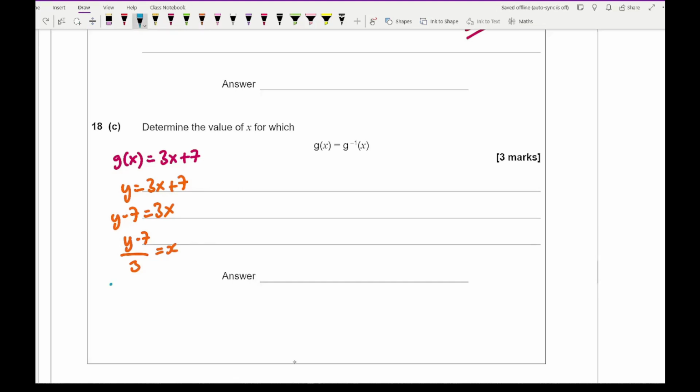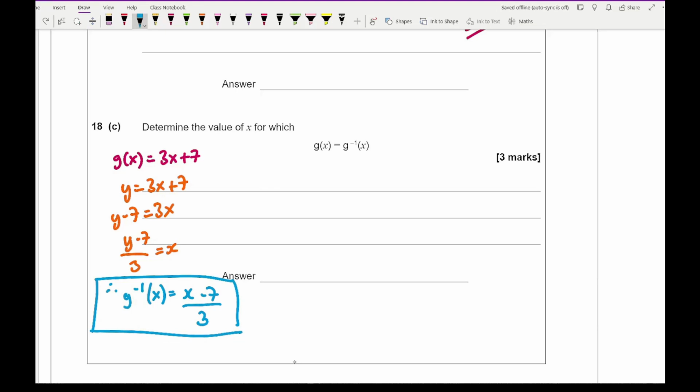And then all I then need to do is replace x with the inverse of g and replace the y with x. So this here is my inverse function of g. I don't know why I've put f there, so let me get rid of that and write g instead.